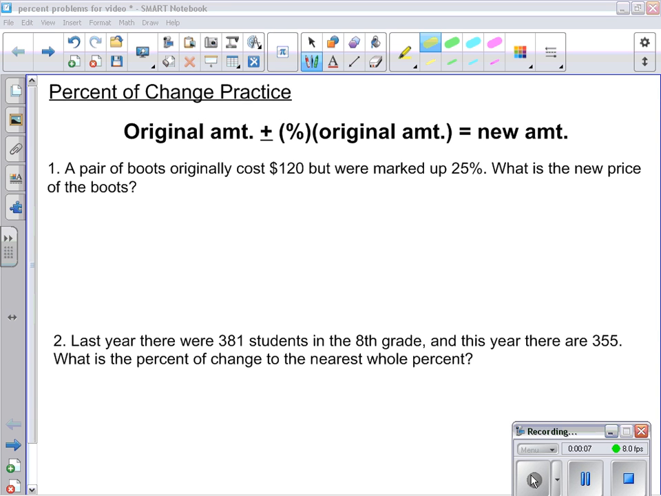Ms. Vaughn and I were talking about this percent of change that we're going to be dealing with for tonight's homework, and we thought it'd be better for you to watch this video than to see what is actually in the textbook. I think this might make more sense for you if you actually watch this video instead.